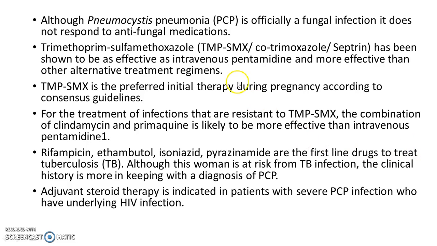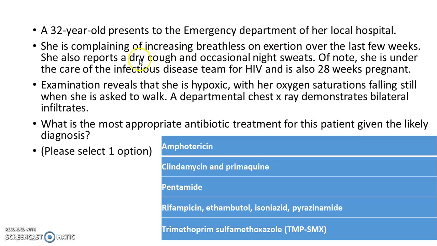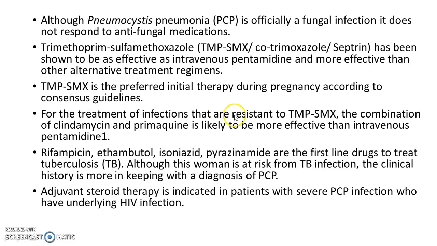In this case, the explanation is, although Pneumocystis pneumonia is officially a fungal infection, it does not respond to antifungal medications. We are thinking about Pneumocystis, which is pointed out by the fact that the patient has HIV, and so the whole clinical picture points to the patient having Pneumocystis carinii pneumonia. Pneumocystis carinii pneumonia does not respond to antifungal medications.